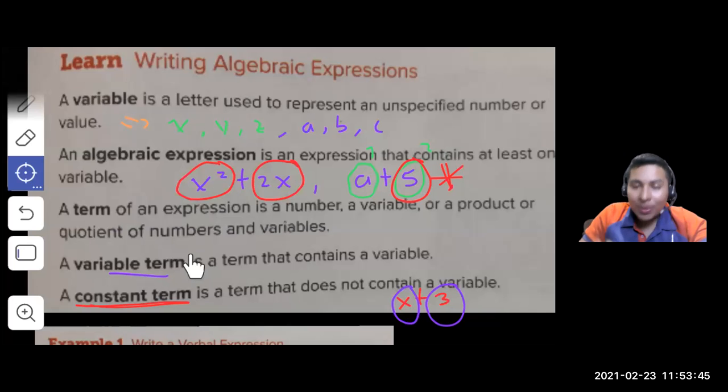What is a variable term? The one that has a variable, like x squared, 2x, a. What is a constant term? The one that doesn't have a variable, just the numbers alone, that are called constant terms. This is basically what I wanted to share with you.